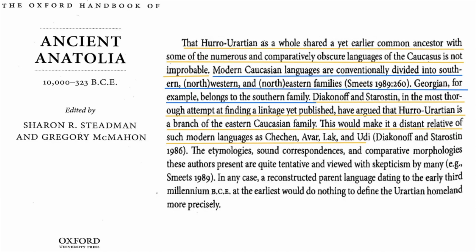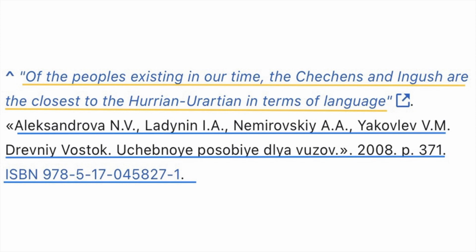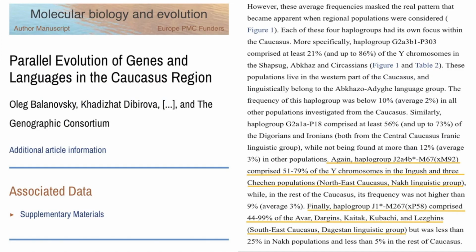So what's interesting is that when it comes to these modern populations, it would seem that in its purest sense, the descendants of the Hurrians would be these Northeast Caucasian peoples like Chechens and Ingush. Although Hurrians were in the Middle East and they did leave descendants there, the purest form of a Hurrian would probably be these Northeast Caucasians. Of the peoples existing in our time, the Chechens and Ingush are the closest to the Hurrian in terms of language. So it says right there, they will be the closest in our modern times.